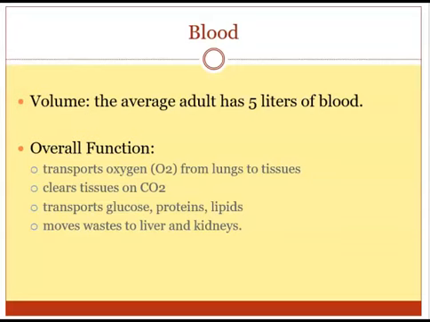In the average adult, we have about 5 liters of blood in total in the body. The overall function of the blood, there's several of them. First off, the blood helps transport oxygen from the lungs to the tissues. Then the blood also helps clear tissues of CO2. Blood helps transport glucose, proteins, and lipids throughout the body. And finally, blood helps move waste to the liver and the kidneys from different areas of the body.